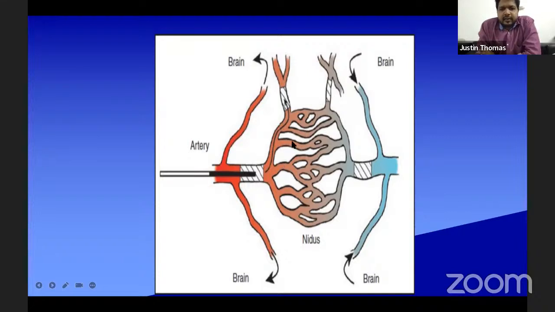We should not go beyond the nidus, other branches of the nidal draining, and it should be distal to the normal vessel supplying the normal anatomy. Microcatheter should be distal, and there should not be a reflux to the draining veins.